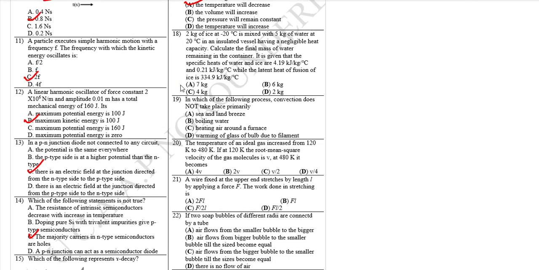Question 18. 2 kg of ice at negative 20 degrees Celsius is mixed with 5 kg of water at 20 degrees Celsius in an insulated vessel having a negligible heat capacity. Calculate the final mass of water remaining in the container. It is given that the specific heat of water and ice are 4.1 kilojoules per kilogram per degree and 0.21, while the latent heat of fusion of ice is equal to 334.9 kilojoules. Okay, so what do we have?